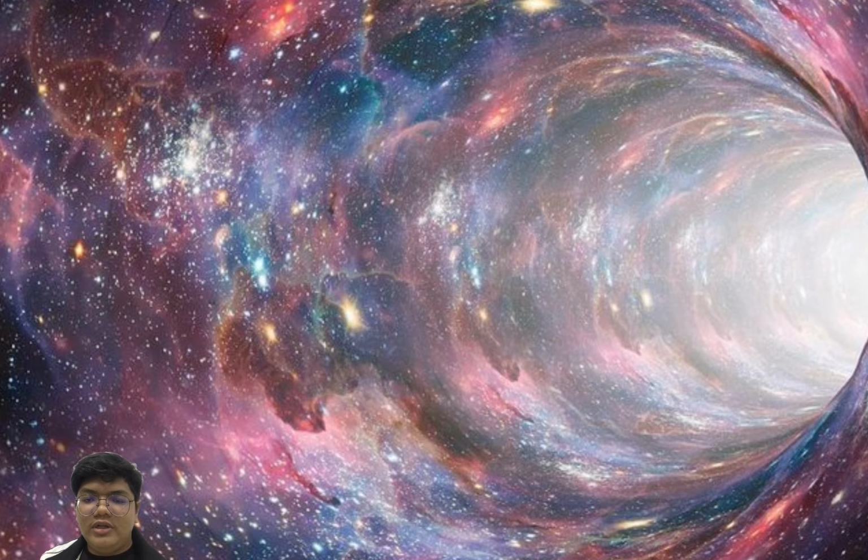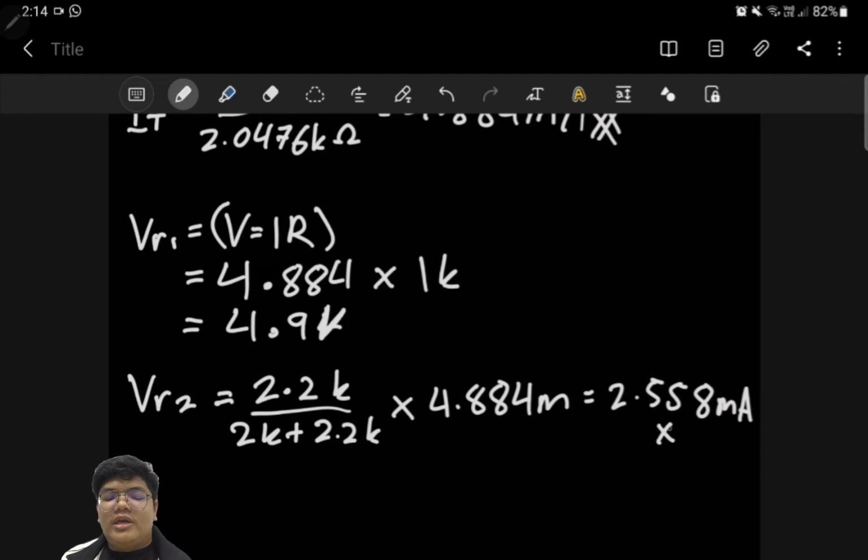Because the current divider rule explains that if you want to find the current at R2, you need to use the resistor at R3. After we determine the current, we simply multiply it with 2K and you will get 5.12 volt.